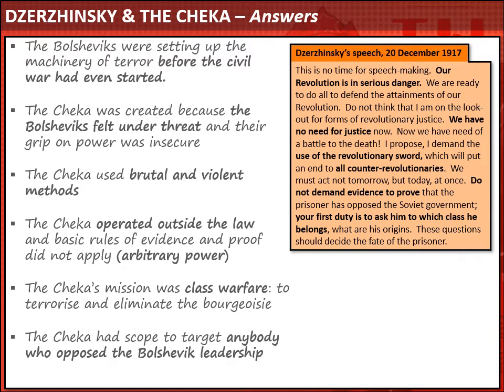But we also get a sense here that the Cheka's scope is much broader than just targeting the bourgeoisie. Dzerzhinsky says that the Cheka will put an end to all counter-revolutionaries, and that's quite an elastic term. You could stretch that term to cover anybody who opposed the Bolshevik leadership, not just right-wing parties, not just bourgeois elements in society, but also left-wing opponents. So the Cheka had scope to target anyone who opposed the new Bolshevik regime.